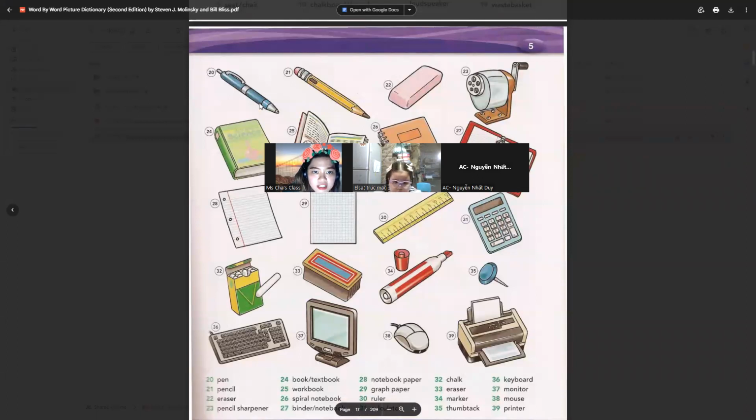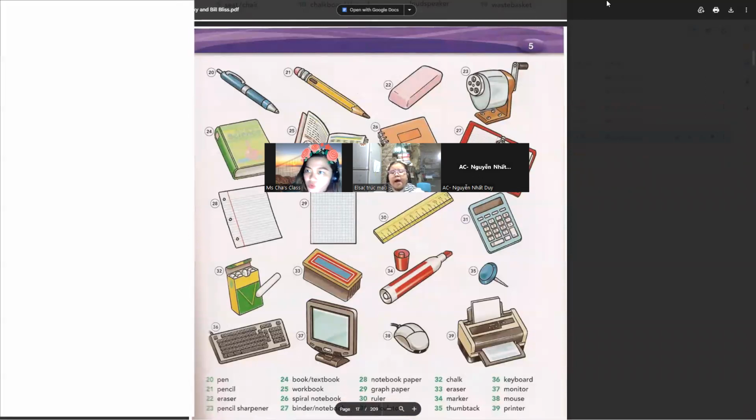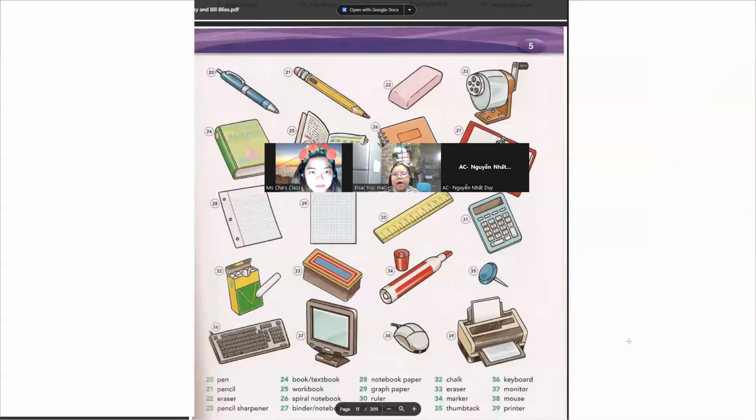What can I see in there? What are the school supplies? I can see pencil sharpener, pen, pencil, eraser, notebook, workbook, book.